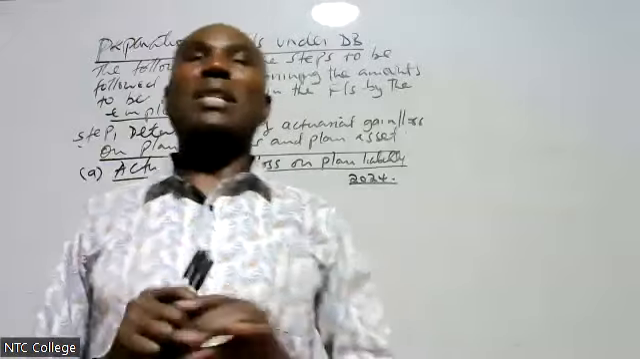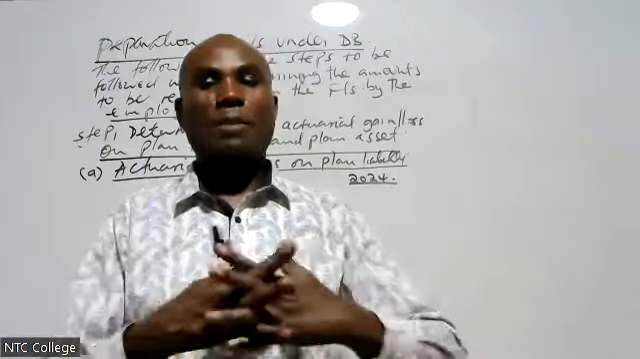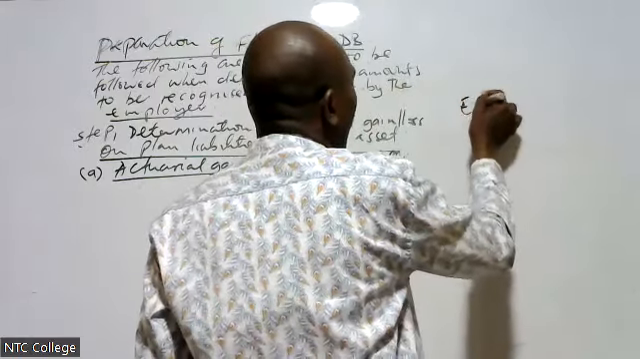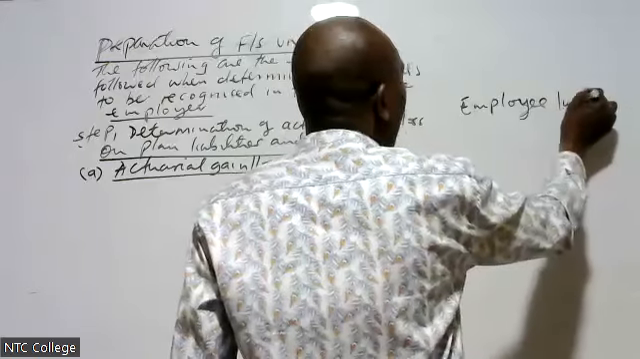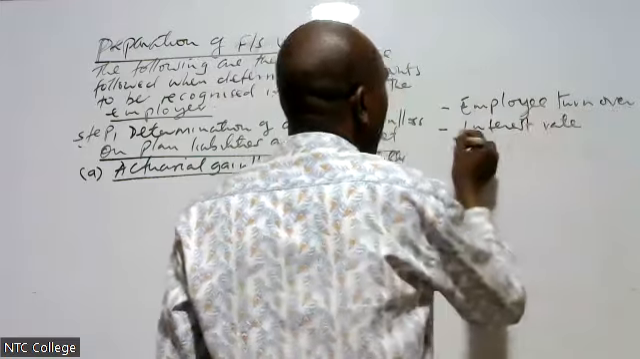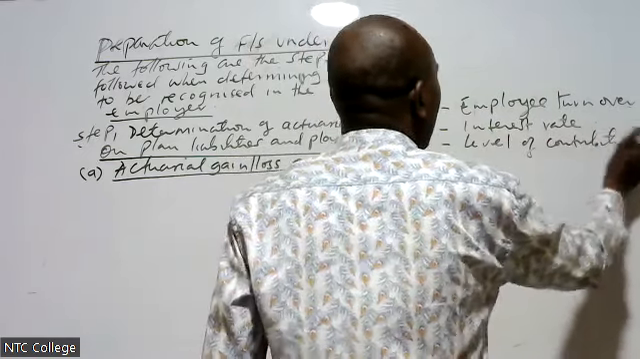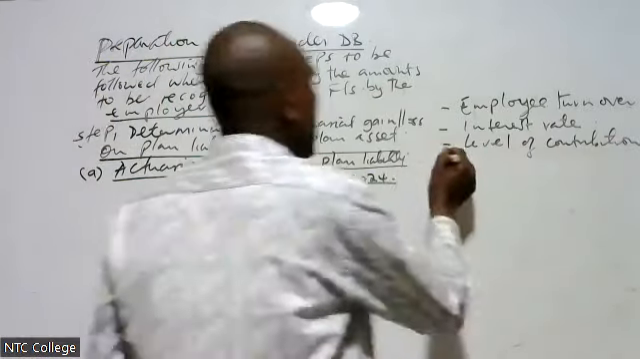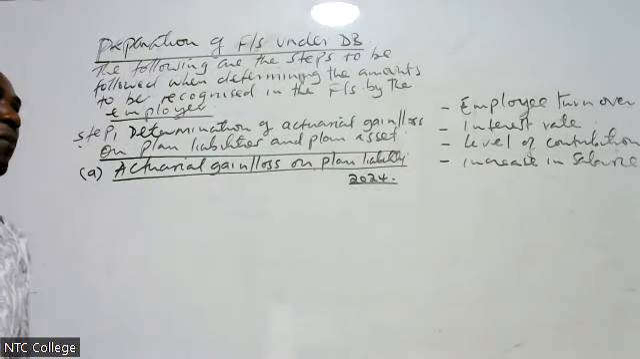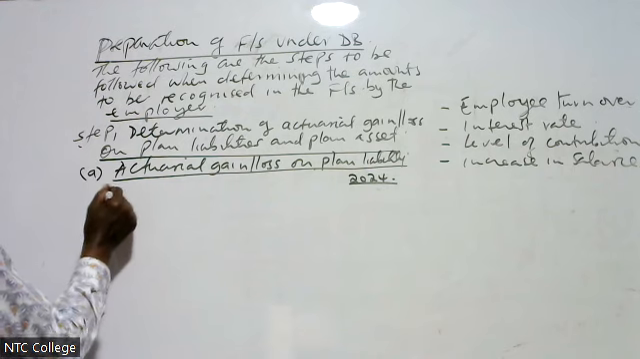And when the actuary is coming to value the scheme, he will be using what we call actuarial assumptions. What are examples of actuarial assumptions? Number one, the employee turnover in the company. Number two, the interest rate in the market. Number three, the level of contribution by the employer. Number four, the increase in salaries by the employer. Those are some of the examples of actuarial assumptions the actuary will be using to value the plan assets and the plan liabilities.